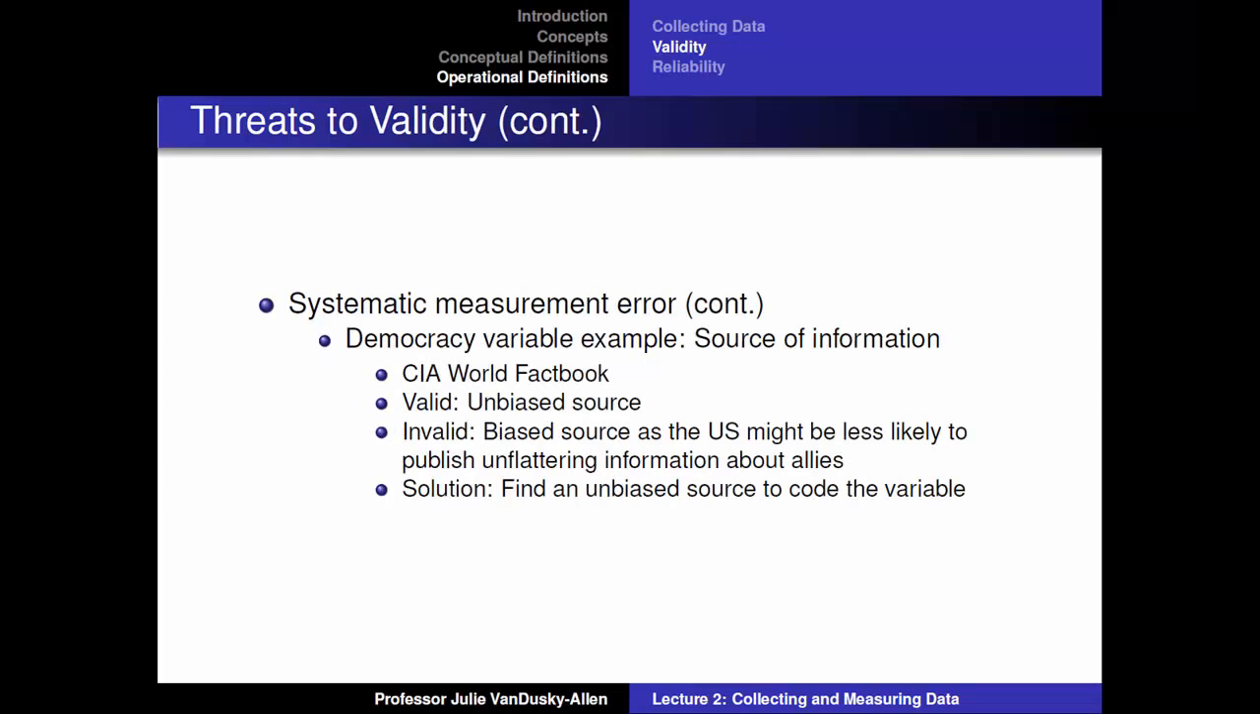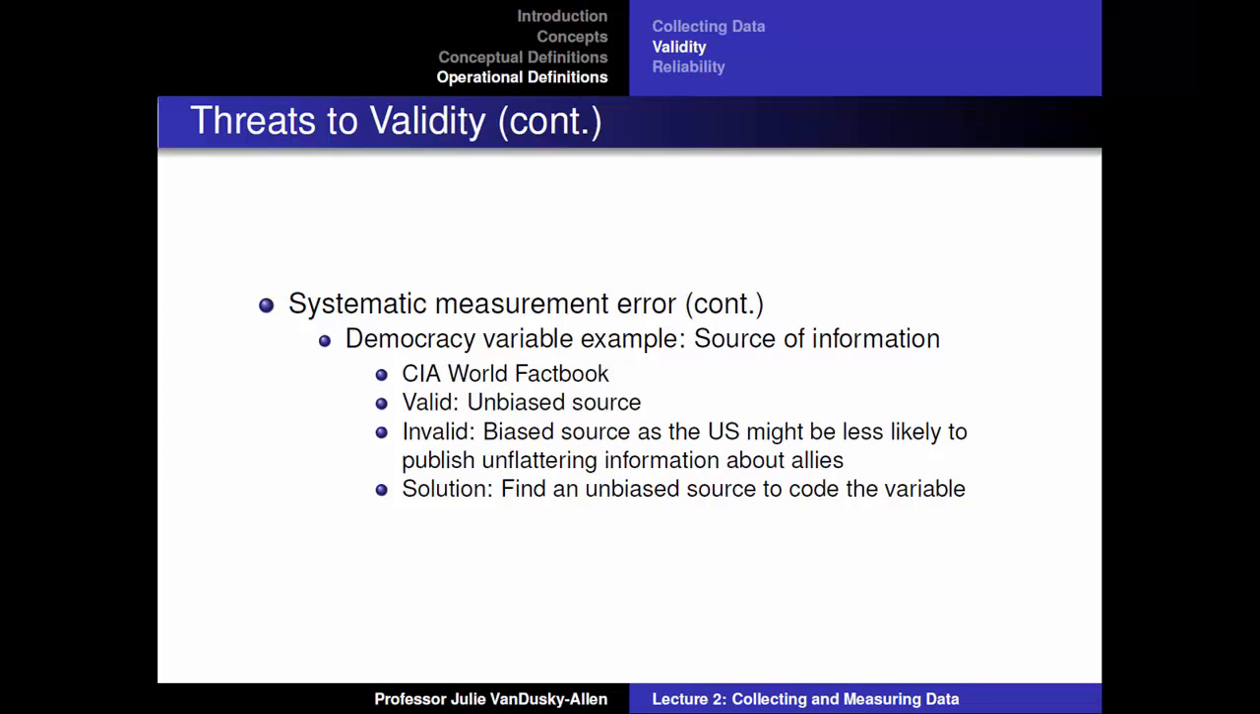For example, going back to our democracy variable, we said we would use data from the CIA World Factbook to determine if countries had free and fair elections and leaders were held accountable for their actions. If the CIA World Factbook is an unbiased source of information of countries throughout the world, the information it gives would allow us to collect a valid measure of democracy throughout the world.